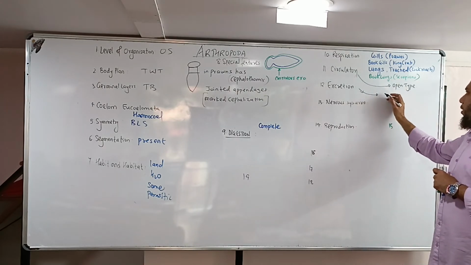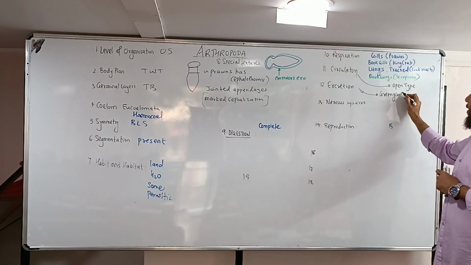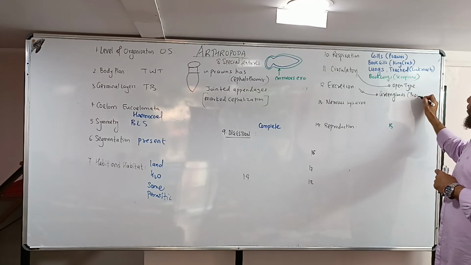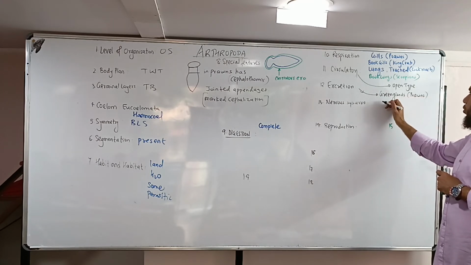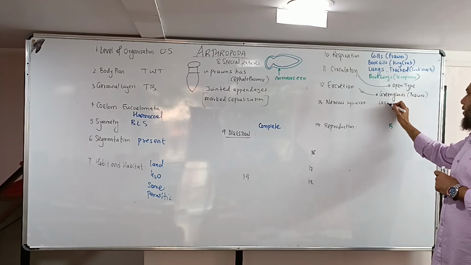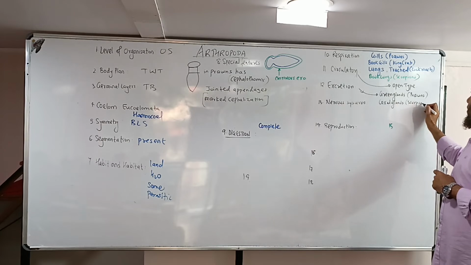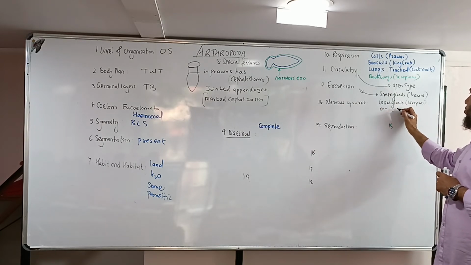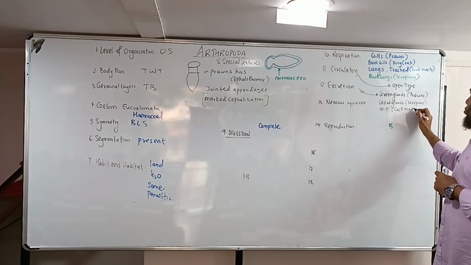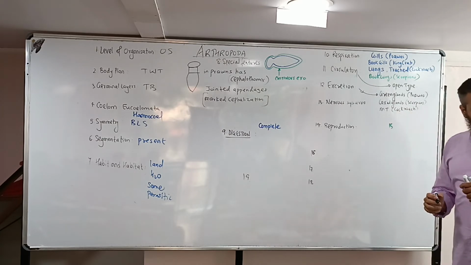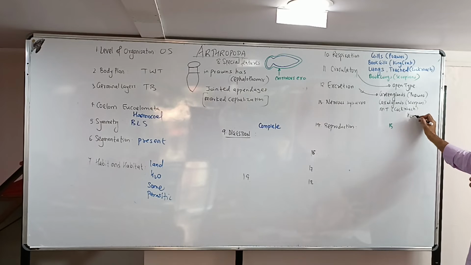Excretion. Some of them show the presence of glands called green glands, like in the case of prawns. Some show the presence of coxal glands, like in the case of scorpions. And some show the presence of Malpighian tubules, like in the case of cockroach. So those who live in water are ammonotelic. Those who live on land are uricotelic.